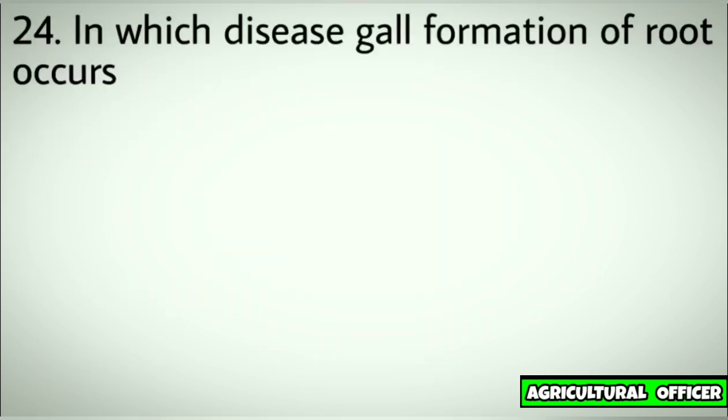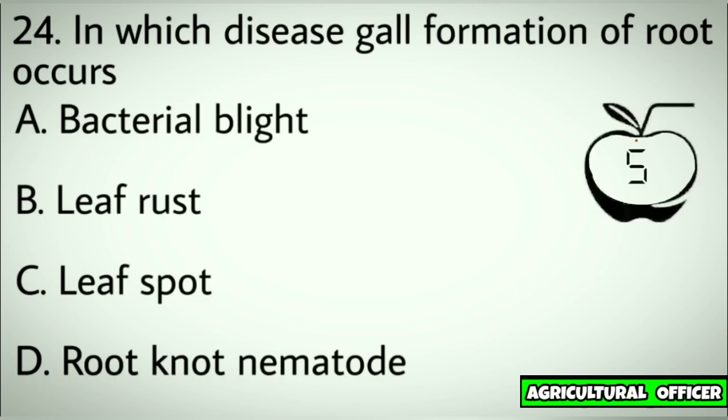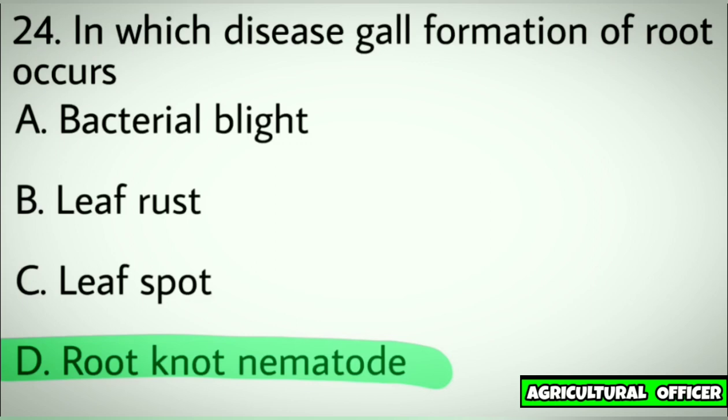Question number 24. In which disease does gall formation of fruit occur? Options A. Bacterial blight, B. Leaf rust, C. Leaf spot, D. Root knot nematode. Correct answer D. Root knot nematode.